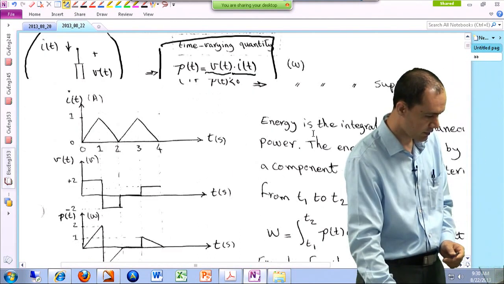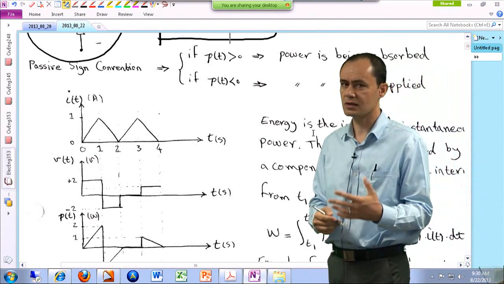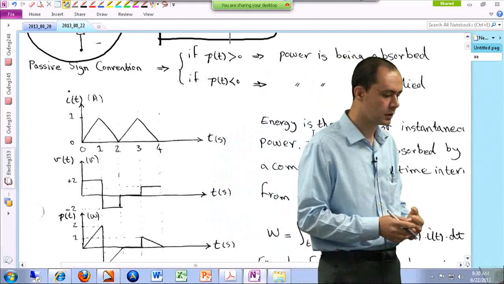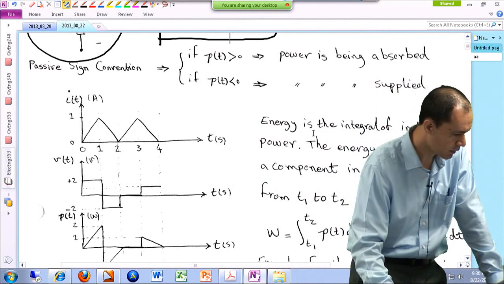Then we talked about energy, and to be honest, we don't really discuss or use this energy definition much in this class because we mainly talk about power. Because for energy you have to provide 2 timestamps, and that's not very convenient.